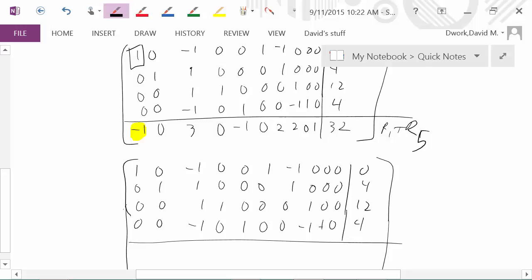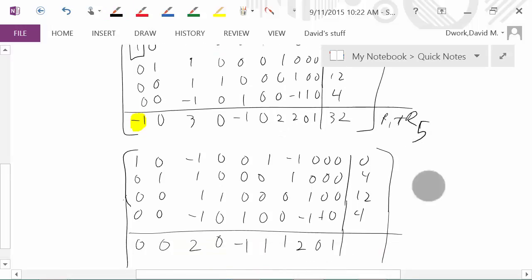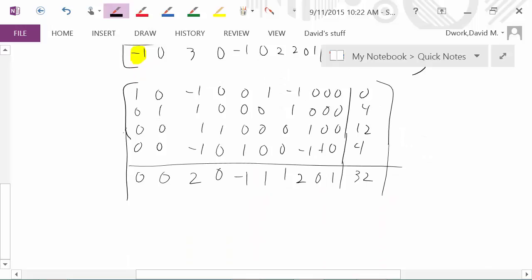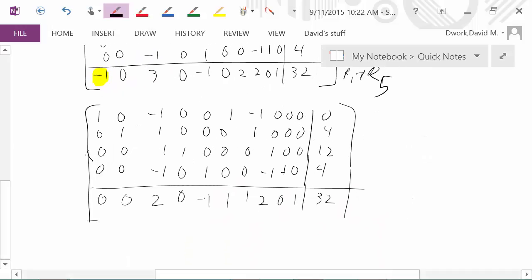So I'm just adding my row 1 and row 5 together. Row 1 plus row 5 makes 0, 0. -1 plus 3 makes 2, 0. 0 plus -1 makes -1. 1 plus 0 makes 1. -1 plus 2 makes 1. 2, 0, 1, and then finally, row 1 is 0 and 32, so it just makes 32. Great.